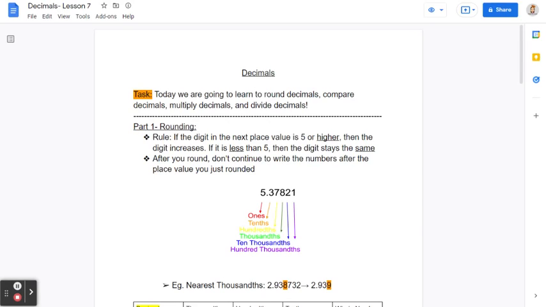Hello everyone, welcome to Lesson 7 in Math, it's decimals. Today we're going to learn to round decimals, compare decimals, multiply decimals, and also divide decimals.